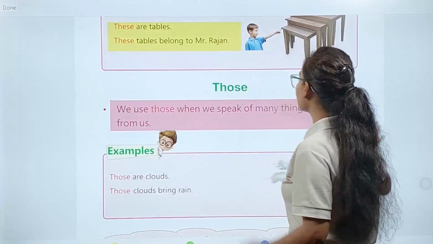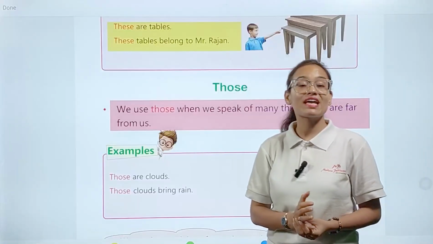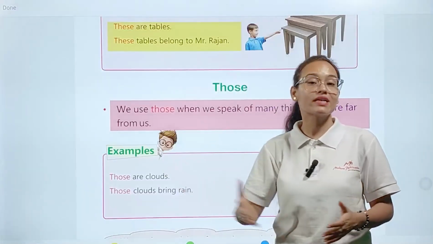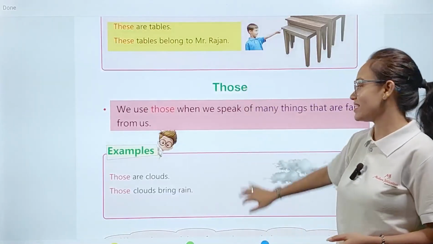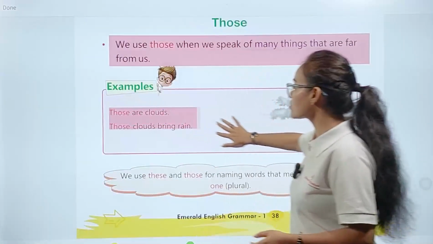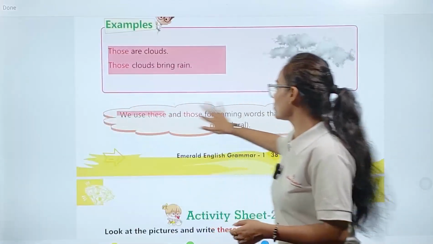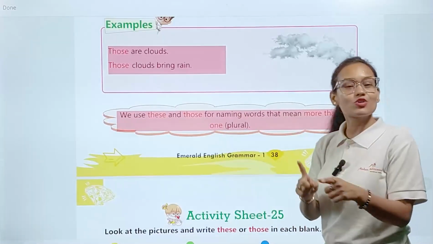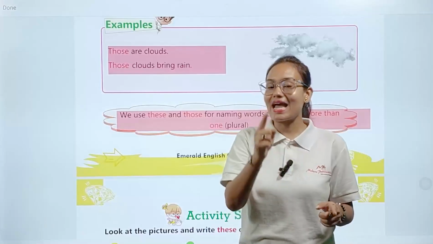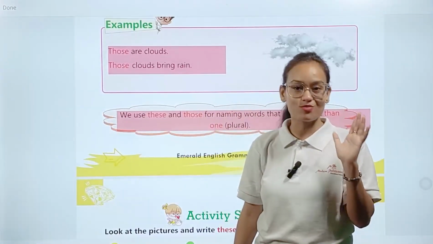We use those when we speak of many things that are far from us, okay. So whenever we are talking about more than one thing but far from us, there we use those, THOSE. Example, you can see, those are clouds, those clouds bring rain, okay. Now we use these and those for naming words that mean more than one, okay. So my dear student, we use THESE, these, and THOSE, those, for plural objects, okay.